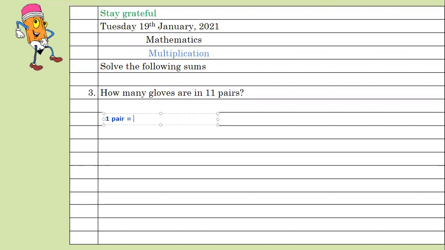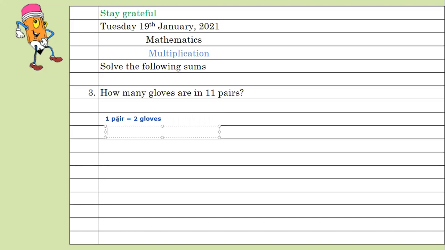1 pair. And if you're not sure, think about, you have a pair of eyes. How many eyes do you have? You have a pair of ears. How many ears do you have? You have a pair of hands. You have a pair of feet. So how much is a pair? And if you got 2, you're correct. So 1 pair is equal to 2 gloves. Right, that's our first line. Try to write the second line and then come back and see if you're correct.